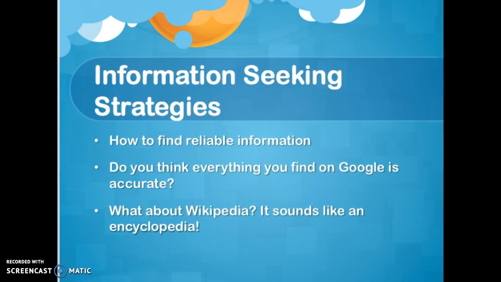Information seeking strategies. First, how to find reliable information. 1. Use our school databases. Our librarian has reliable information you can find online. The school pays for you to have a membership, so this is free for you. Second, do you think that everything you find on Google is accurate? No, Google finds all sorts of things. Just because Google says George Washington is still alive, that doesn't mean it's true.